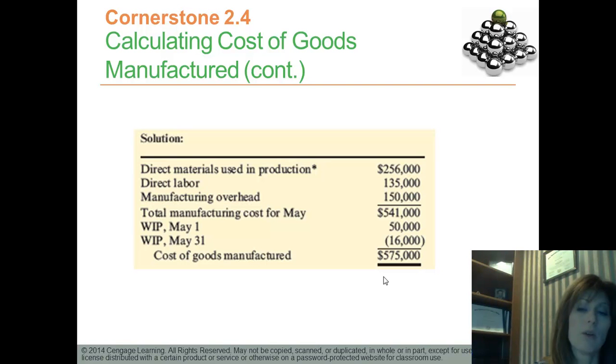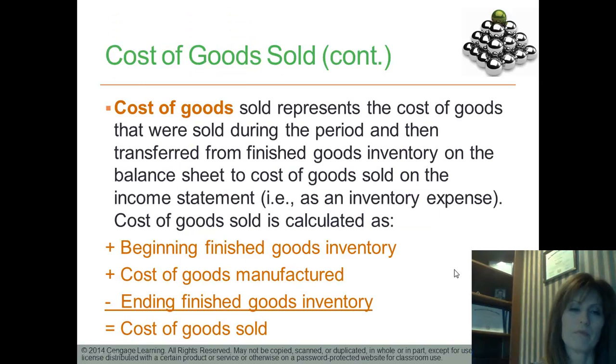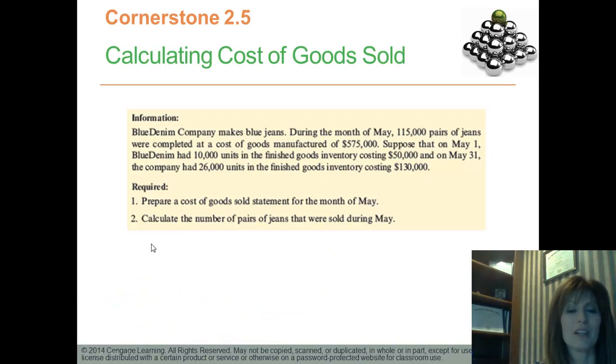But now I need to know how much of that went towards jeans that are done or not. I had 50,000 of work in process that I started with on May 1st, and ending work in process on May 31st of 16,000. So what I actually manufactured cost me 575,000. What we're saying there is that we took into account that we finished some and had some left over. Our cost of goods sold then is what we actually sold. Now, again, the formula should look familiar. Beginning, oops.